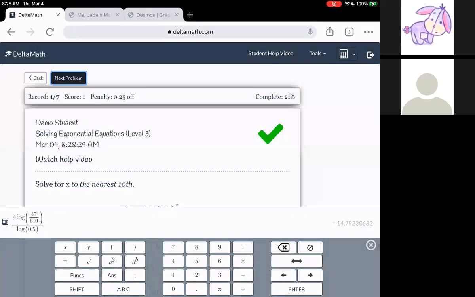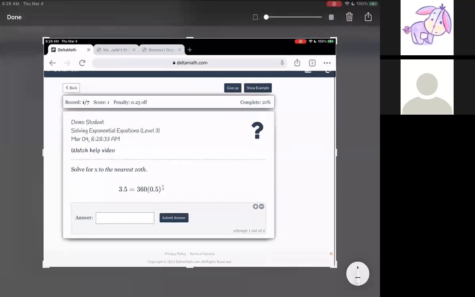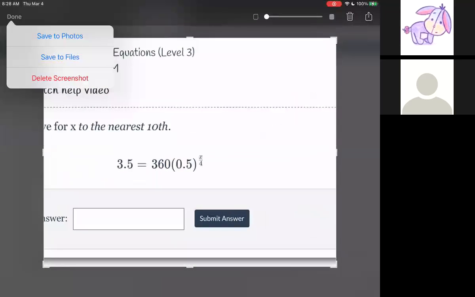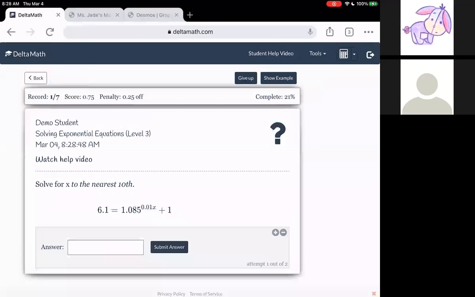Okay, let's do a few more. So solve for x to the nearest tenth. Very similar, very, very similar. That's so similar. I wish it gave us a slightly different one. Let me see if I can find a different one. Next. Okay, here, this one looks different.